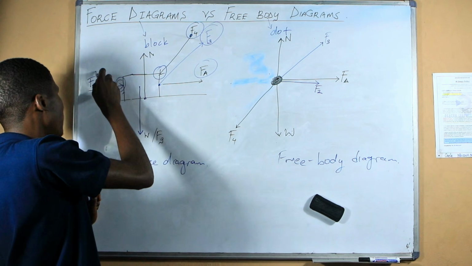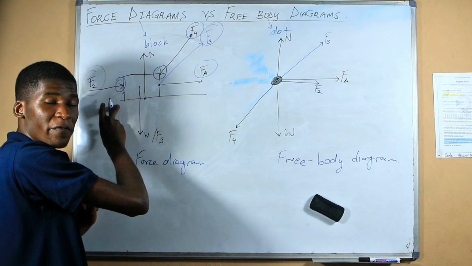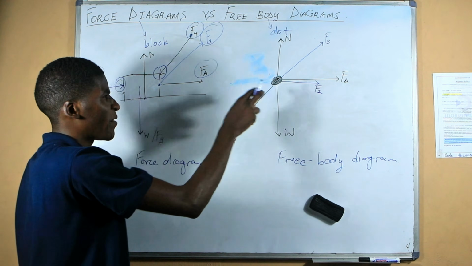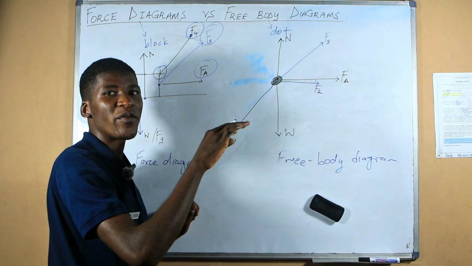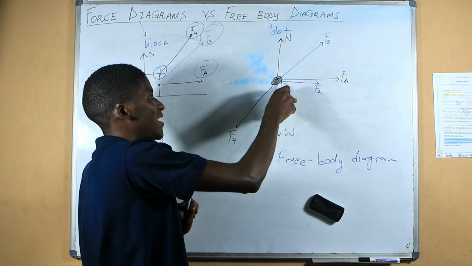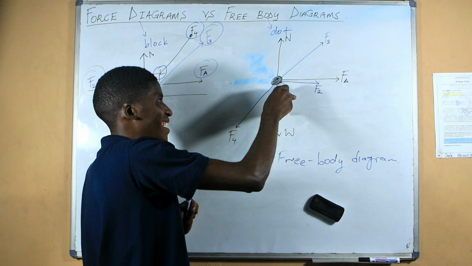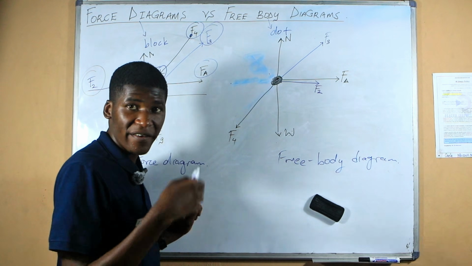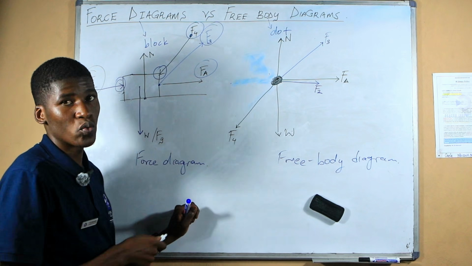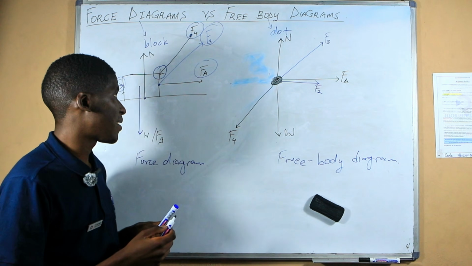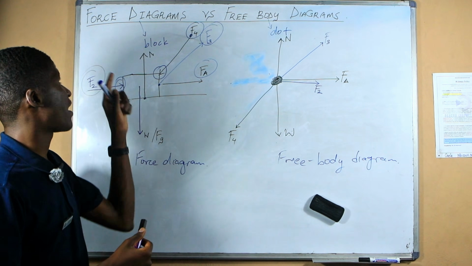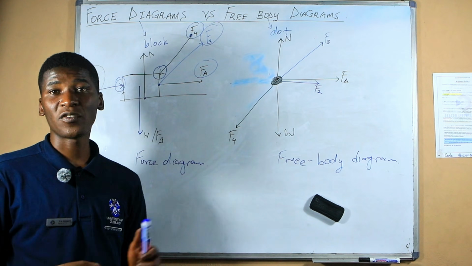Look at F2. F2 here is a pushing force on a force diagram, but on a free body diagram you are not able to see that, because basically the tail of F2 must start here at the dot and go in whatever direction this force is headed. Okay, so just in summary, this is all about free body diagrams versus force diagrams.